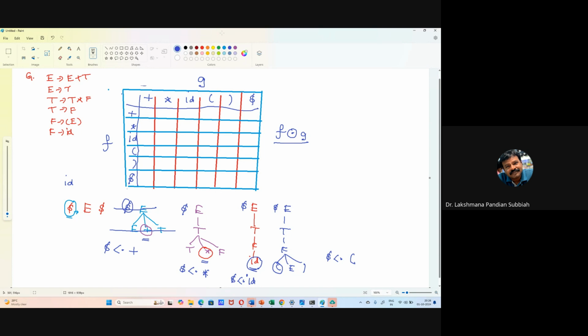After dollar, the dollar is f and this is g. So for dollar and plus, we have to put the less-than relation. For dollar and star, we also put the less-than relation. The dollar is f of, then the star is g of. Likewise for dollar and id, and dollar and open bracket, we have this relation. So this is the way of filling the table.